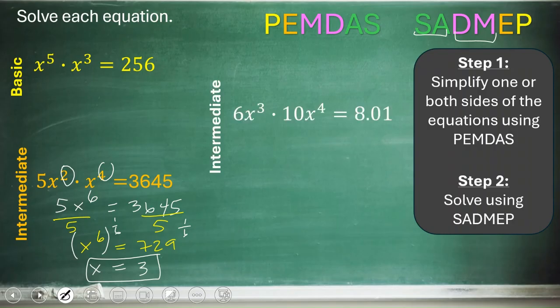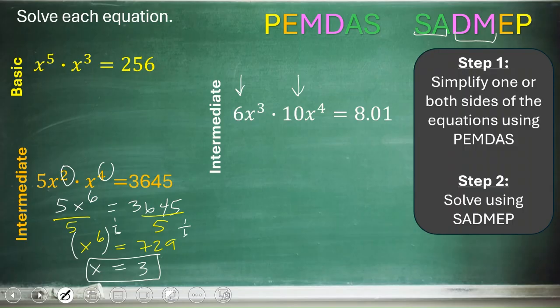Let's do one more intermediate problem that has one additional step. You're going to notice that we have 2 coefficients. We've got a 6 and a 10, and then we've got our x cubed times x to the 4th. Here is the only difference here. We are going to start by multiplying our coefficients, 6 times 10.